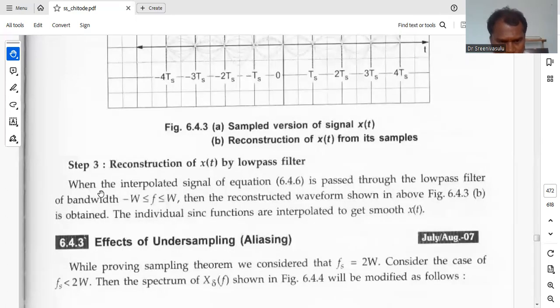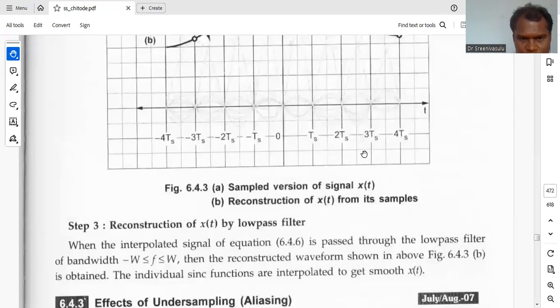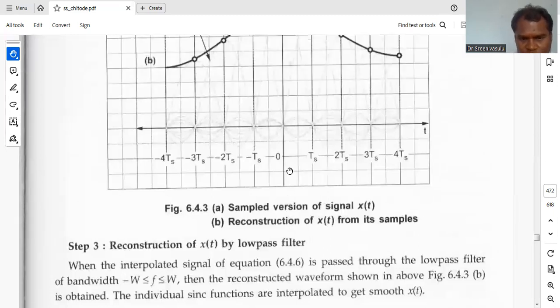Now, for reconstruction of x of t, if you observe this diagram closely, there is an infinite number of sinc pulses. Now, you see this particular amplitude envelope. This envelope is like your original message signal. So it is the reconstruction of the original signal from its sampled signal.